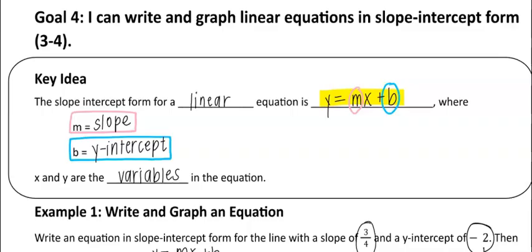This is another form to write linear equations, and the way that it's written is y equals mx plus b, where m is the slope and b is the y-intercept. Same as in standard form, x and y are the variables in the equation. If you are trying to write an equation in slope-intercept form, sometimes they'll just straight up give you the slope and the intercept. Let's take a look at example 1.